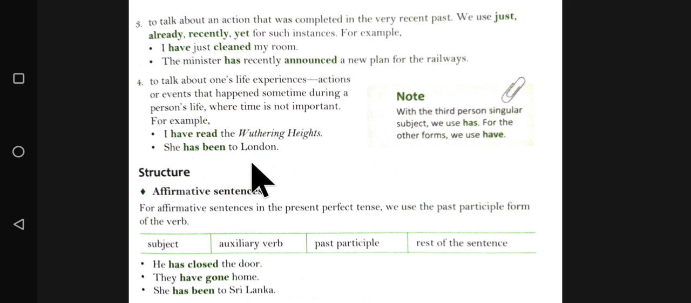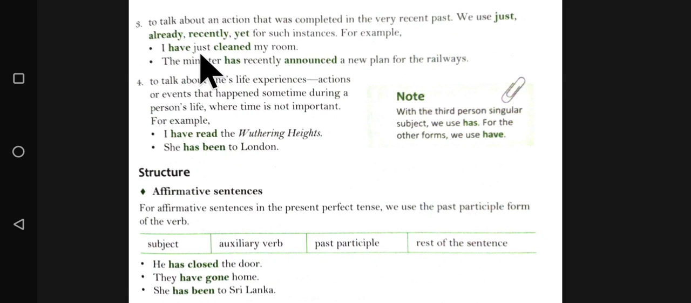Now let's see the next use of present perfect tense. It is also used to talk about an action that was completed in the very recent past. Okay, for example, I have just cleaned my room. So it is showing an action that has completed very recently. Okay, so in such cases we use present perfect tense.